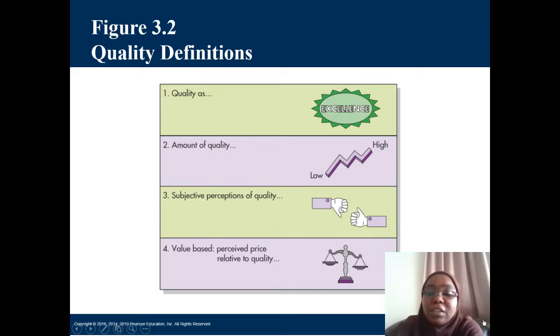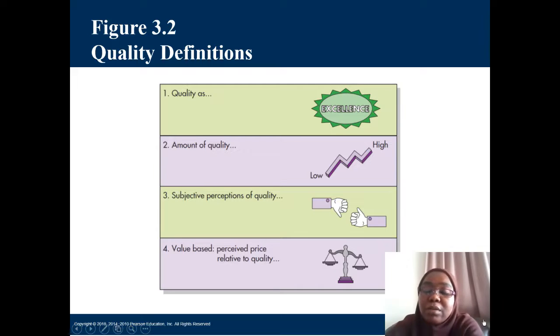So this image actually depicts the quality definitions. I mentioned earlier that the first impression that we have is about excellence. Most of us look at quality from the excellence perspective. The second one is the amount of quality, viewing it objectively, viewing it as something that is measurable. You want to know whether it is high or it is low.